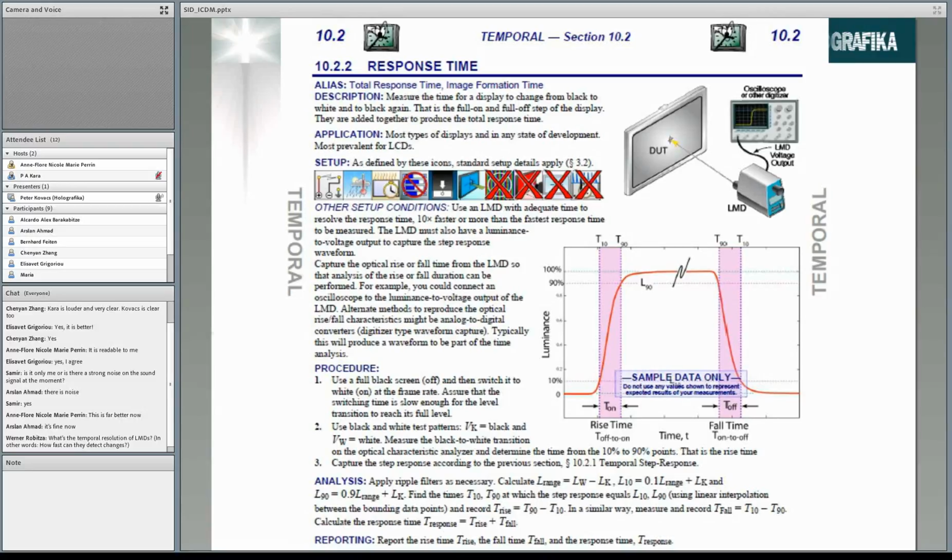Well, it basically leaves this to you. Like here it says in the other setup conditions that you should use an LMD with adequate time to resolve the response time, say 10 times faster or more than the fastest response time to be measured. So it doesn't say what it should be. It just says that it should be 10 times faster at least, so that you are not losing any data during the measurement.